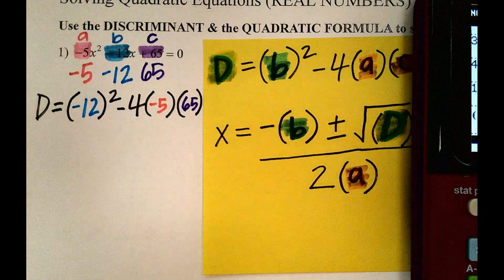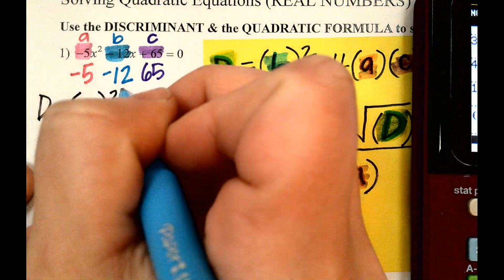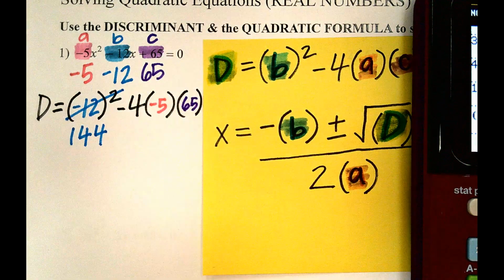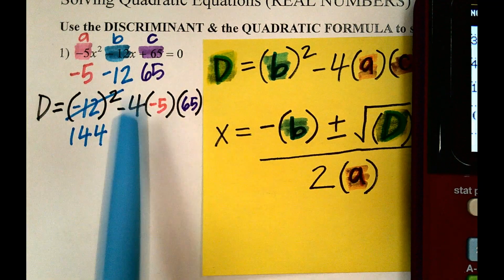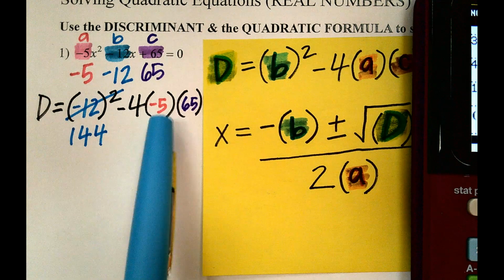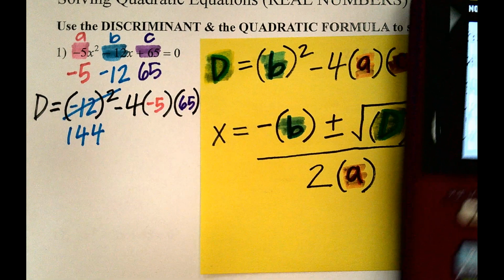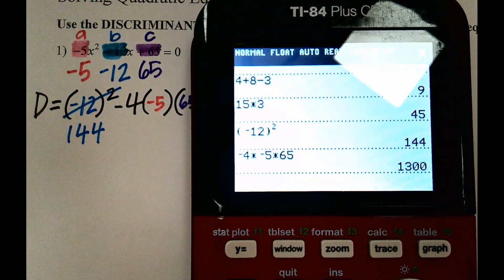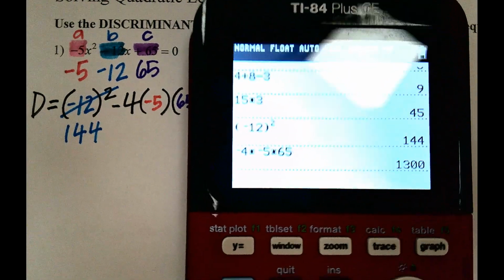Okay, so that's the first thing. I'm going to cross that out and write 144 underneath -12 squared. Okay. So now what do I do? Multiply -4 with -5 and 65. Yes, multiply these 3 numbers. -4 times -5 times 65. So you get 1,300. Yes, 1,300. Now, we got positive 1,300.